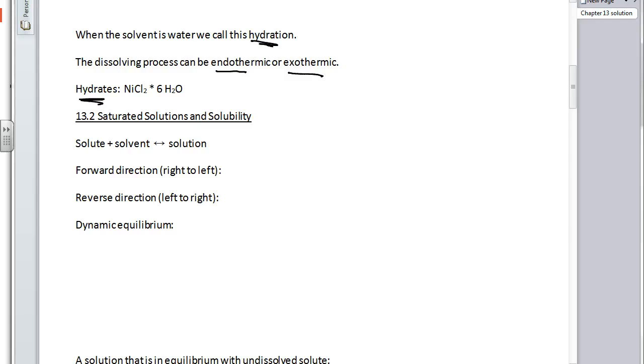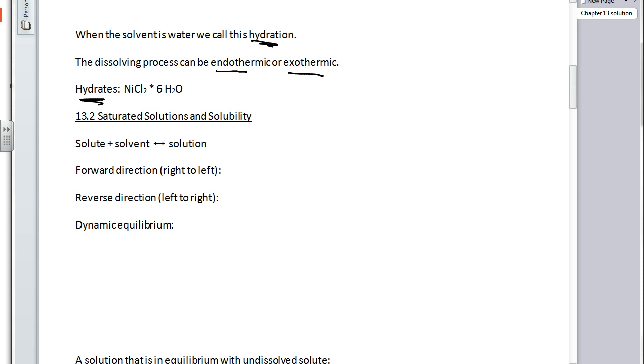And this is nickel 2 chloride. And usually you'll see a dot in the middle right here, or a star. Usually it's a dot. I couldn't make a dot on the computer, so I made a star. And then 6 waters. Essentially what this means is you have a nickel 2 chloride surrounded by 6 waters within a crystal. That's what's called a hydrate.